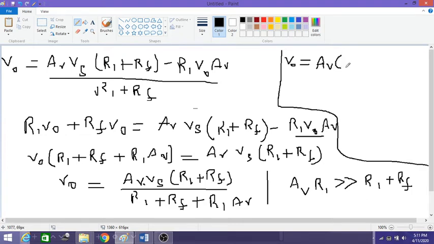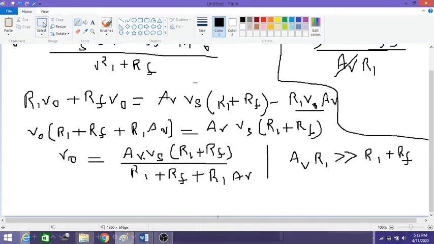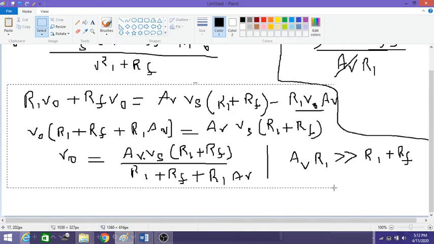of R1 plus RF into Vs. So still we have not applied this point. In the denominator, R1 plus RF is not of much significance when we compare with Av into R1. So in the denominator we have the term Av into R1. So now let us cancel these terms, that is Av into R1. So let me move these equations.